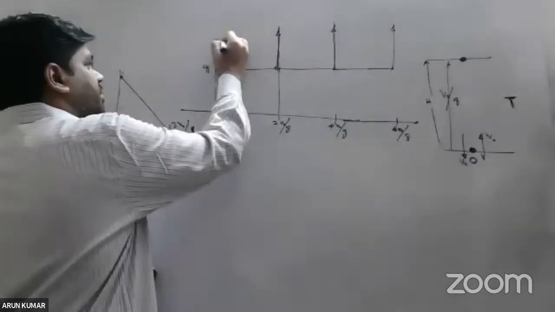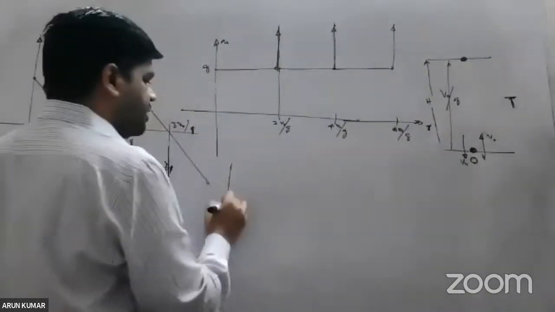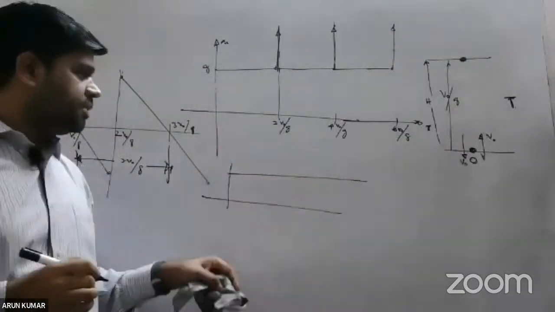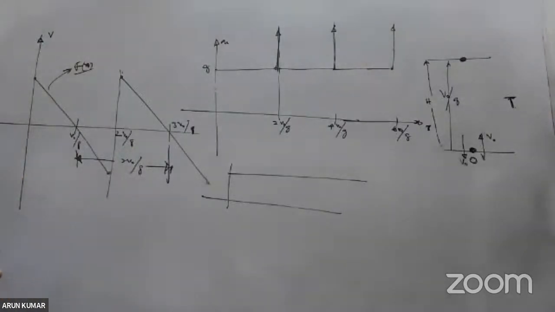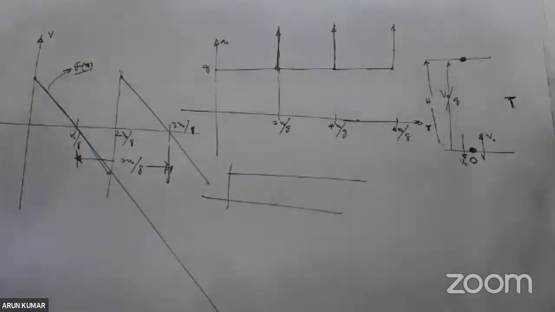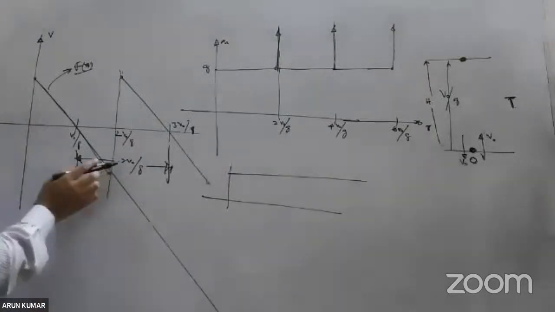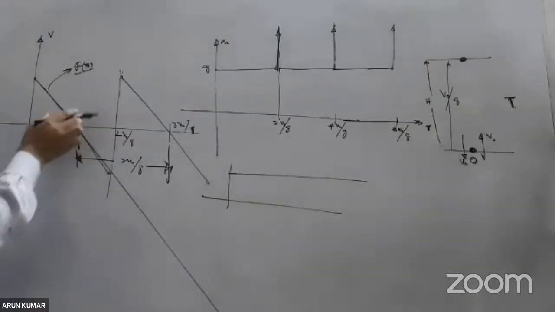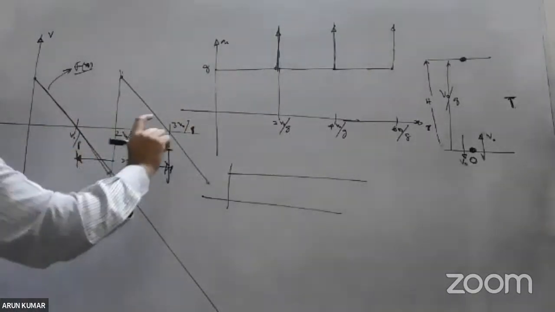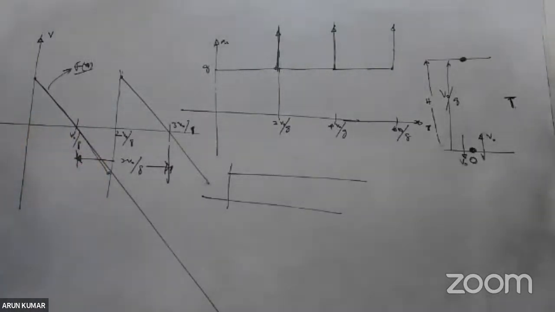So this is the AT graph. Look at this, students. The AT graph is not a constant line. If it were constant like this, how would the graph be? The graph would be like this. But there is a sudden jump in the VT graph. Whenever there is a sudden jump in the VT graph, we'll have a spike in the AT graph. A sudden jump in the VT graph corresponds to a spike in the AT graph, and a sudden jump in the VT graph corresponds to a kink in the XT graph.